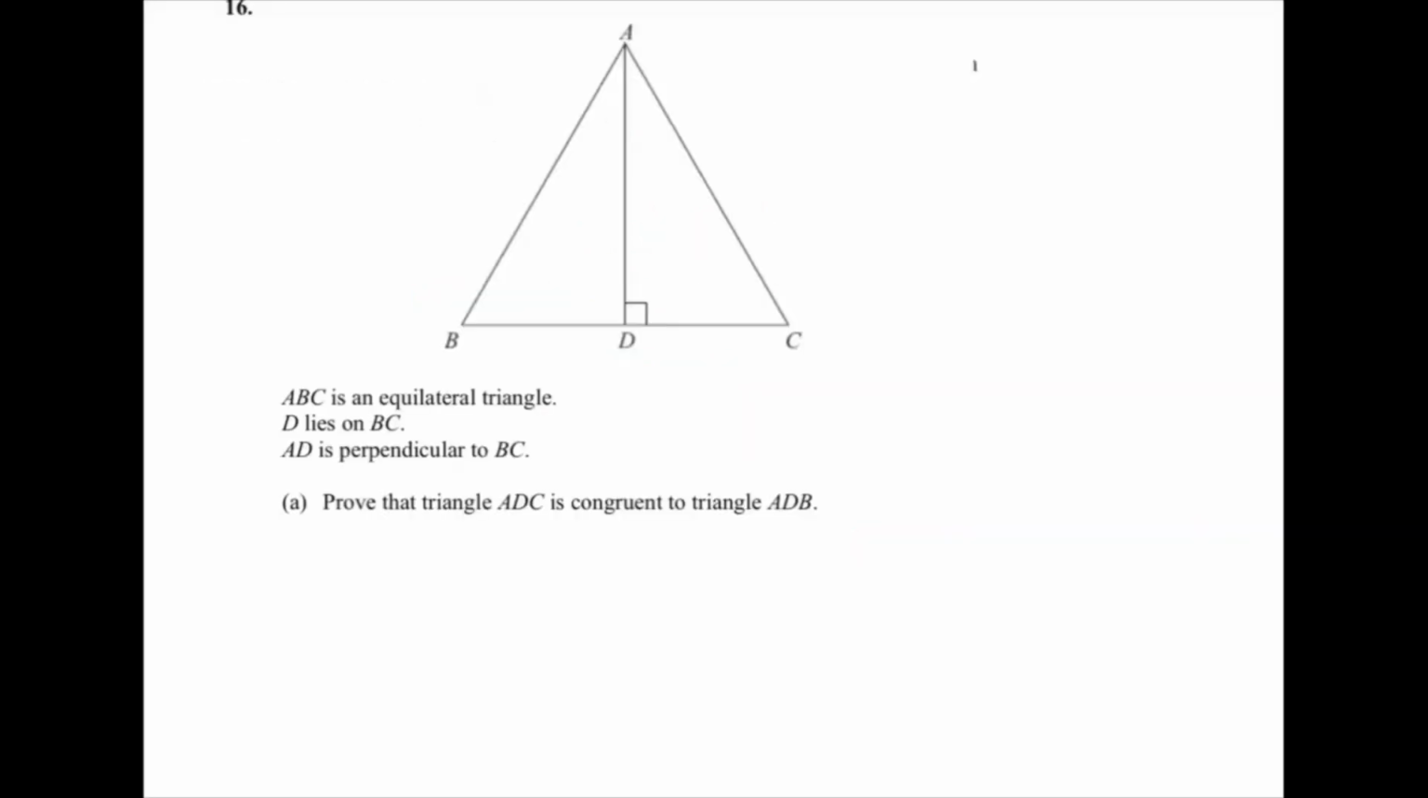Okay, so for question 16, we're being asked to show that the triangle ADC is congruent to ADB. Now, congruent means exactly the same. So if you were to cut them out and stick them on top of each other, they would fit beautifully. Now, the information that we've been given to help us is that we are looking at an equilateral triangle. D lies on BC and AD is perpendicular to BC. Now, because this is an equilateral triangle, the first thing that I can note is that AD is a shared edge.